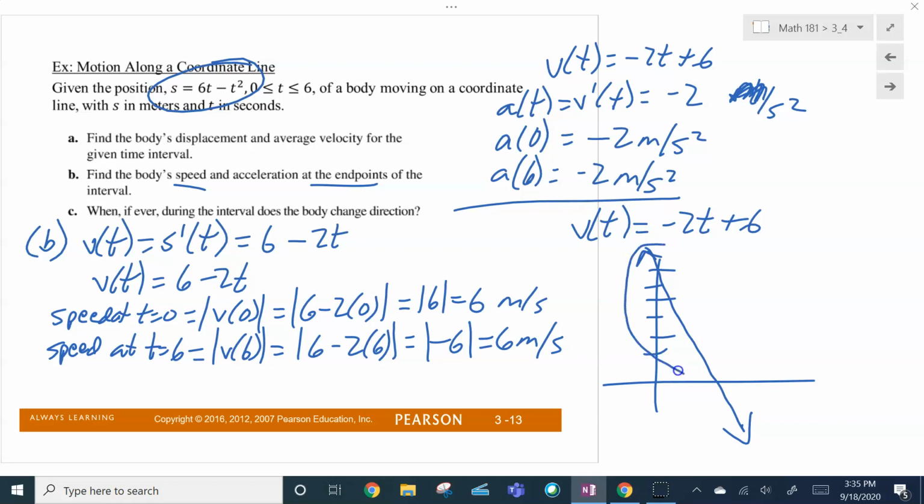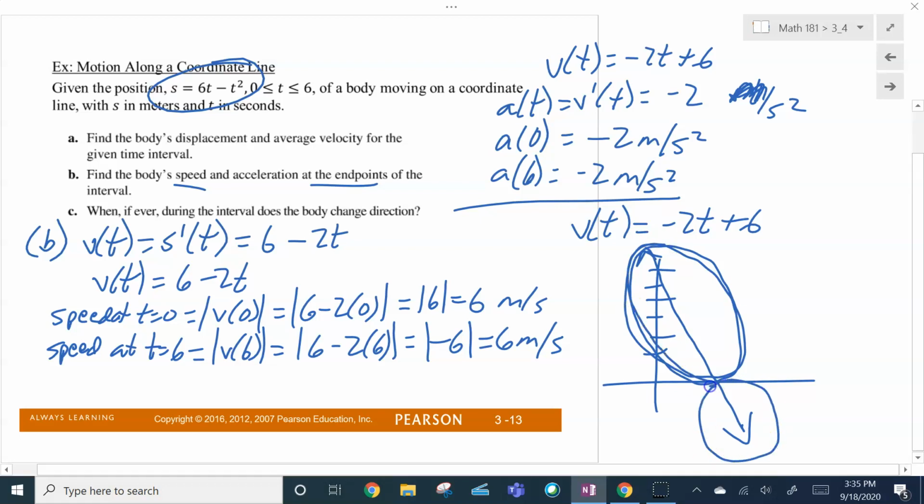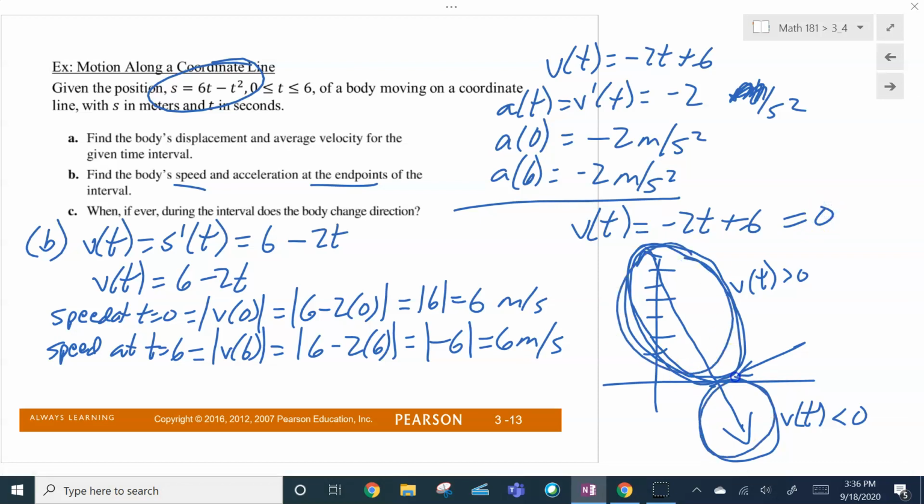This whole time, this velocity is positive, right? And then down here, your y's are all negative. So the velocity is all positive up here. Velocity is all negative down here. That's the point at which it changes direction. It's the zero. I just want to find the zero, right? Because I know it goes from positive to negative, so it does change direction.